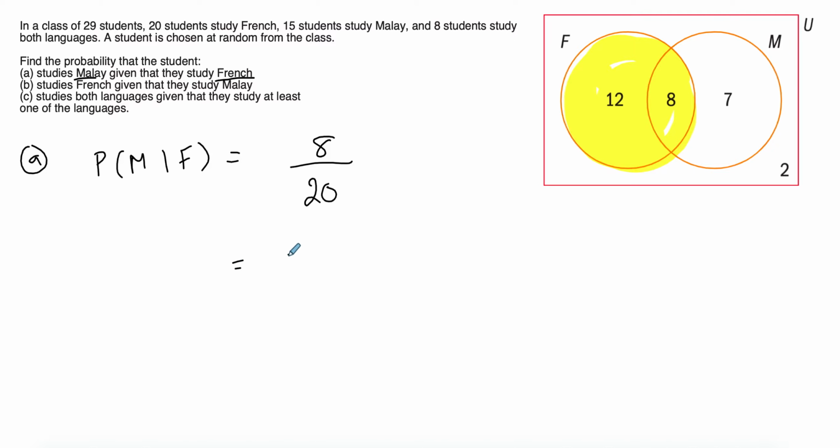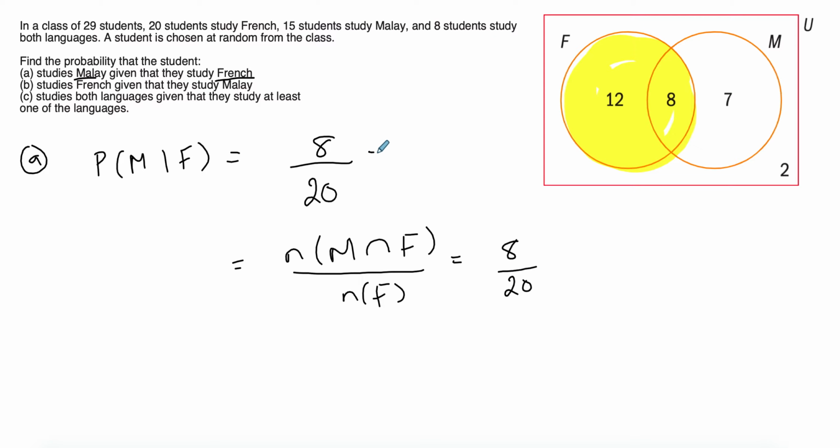If you want to use the formula, then this is the number of things you have in the intersection of Malay and French divided by the number of elements you have in French. Remember, you take the second letter. So the number of elements I have in the intersection is 8, and the number of elements I have in F in total is 20. Obviously, do simplify your probabilities. If I simplify this, it's going to give me 2 over 5. So this was for the first one.